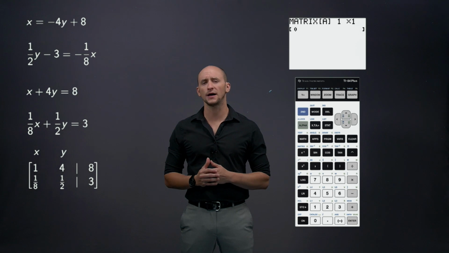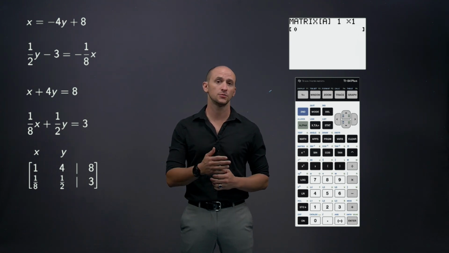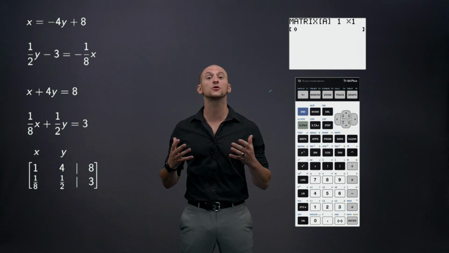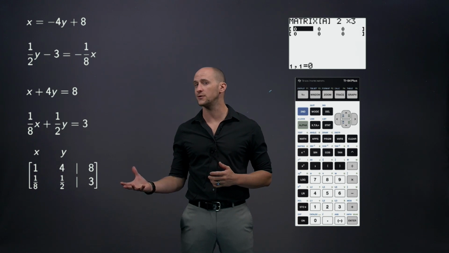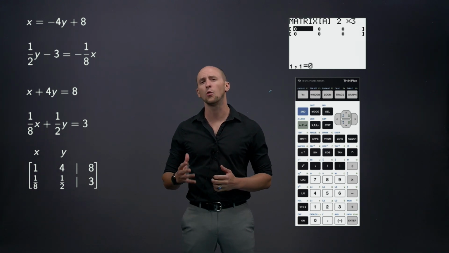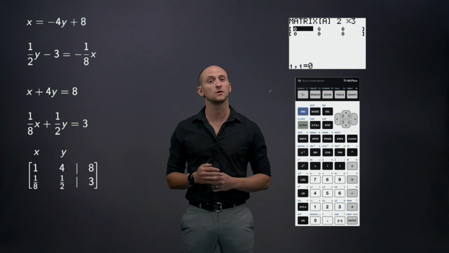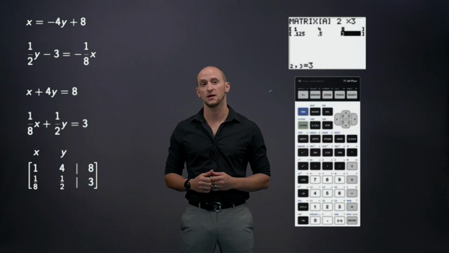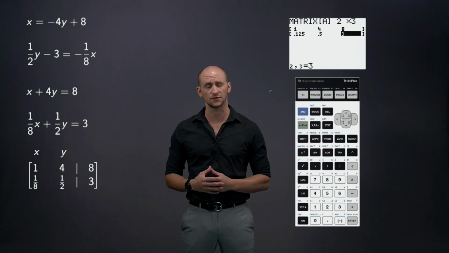It pulls up a 1×1 0 matrix, and we need to say we want a 2×3 matrix. So we put the cursor on the first one up there, hit 2, enter, put it on the second one, hit 3, enter, and it'll pull up a blank 2×3 matrix. From there, we're going to put in all of the values we see here in our augmented matrix, one row at a time. So we'll hit 1, enter, 4, enter, 8, enter, 1/8, enter, 1/2, enter, and 3, enter. And the calculator will immediately convert our fractions into decimals, which is totally fine.